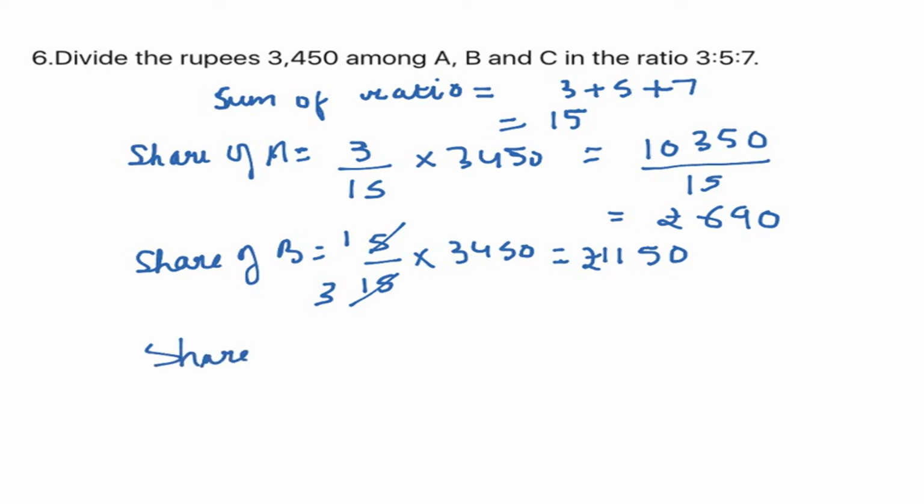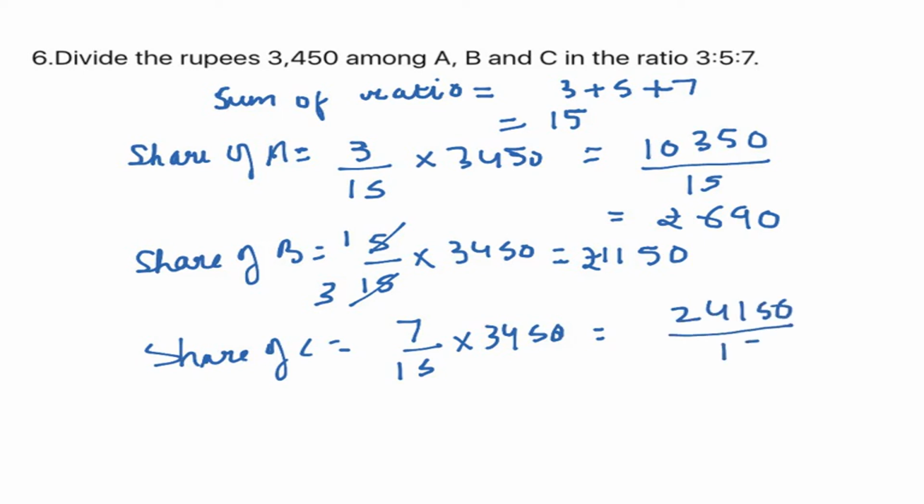Now the share of C will be 7 by 15 of 3450. So here we will multiply 3450 by 7. We will get 24150, and we are dividing it by 15. So we will get the answer rupees 1610.